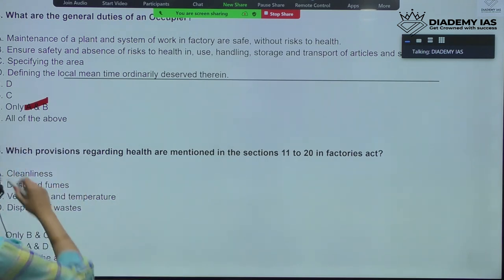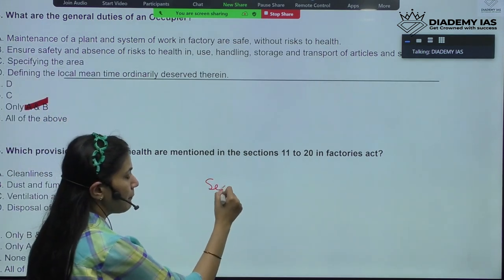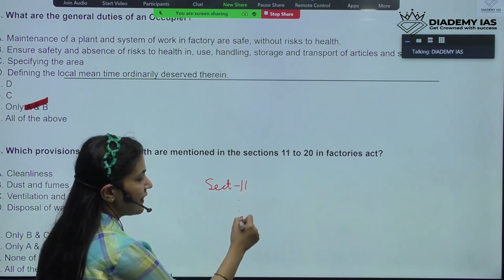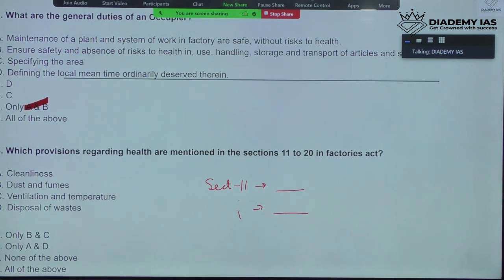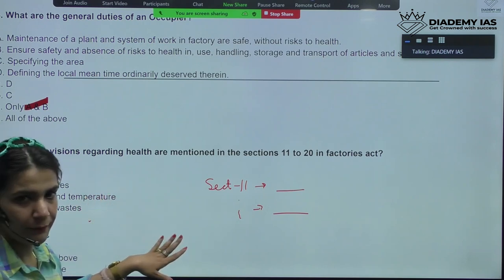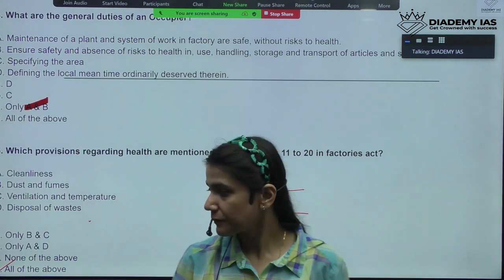So how you can prepare for this is, let me just give you a little idea. Write down the name and number of the section, and then try to map it to the specific provision regarding that, okay? For this particular question, we have done that. From section 11 to 20, it starts with cleanliness, then dust and fume, ventilation, temperature, disposal of waste. We did all of them, right? So specifically for this question, the answer would be option D, all of the above, right? Okay.